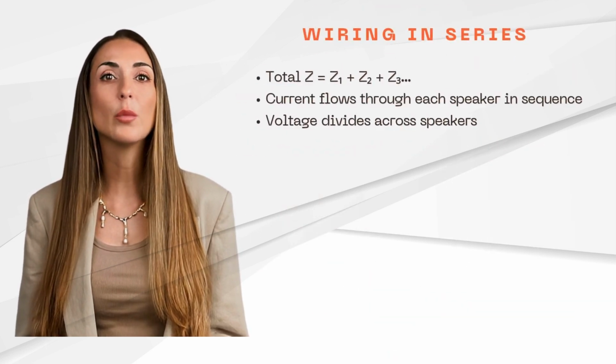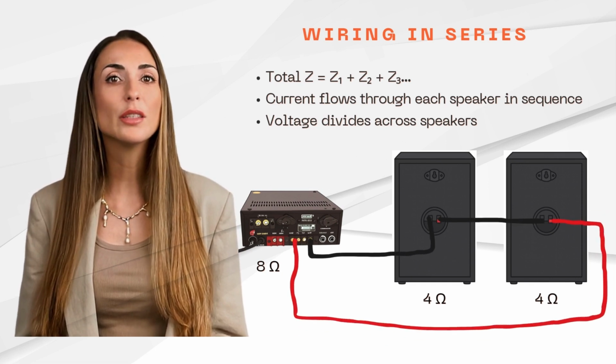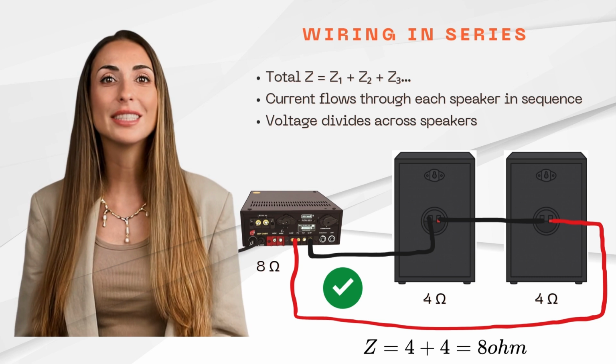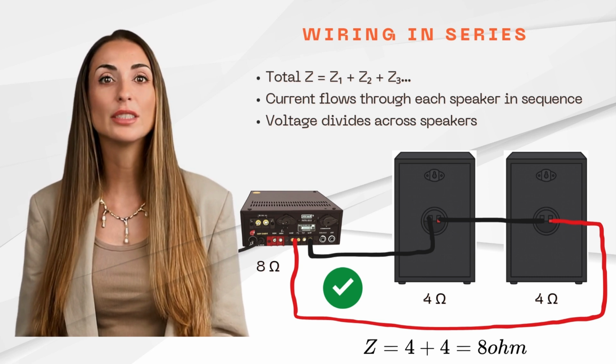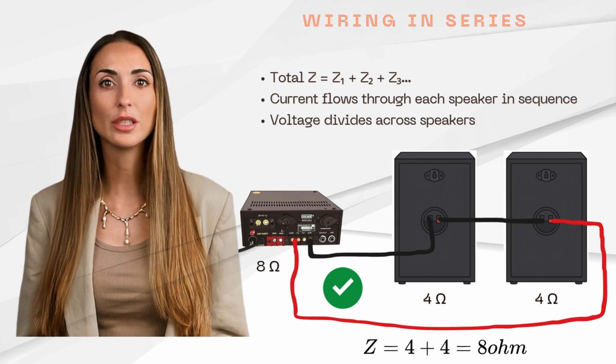When loudspeakers are wired in series, the current flows through one speaker to the next. To calculate the total impedance, simply add the individual impedances. For example, two 4-ohm speakers wired in series would result in 8 ohms.